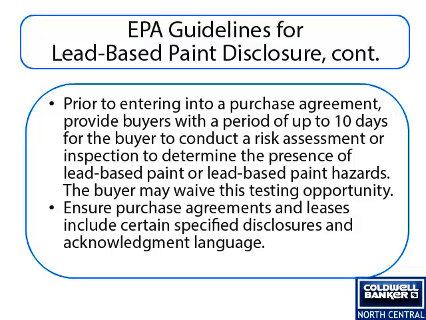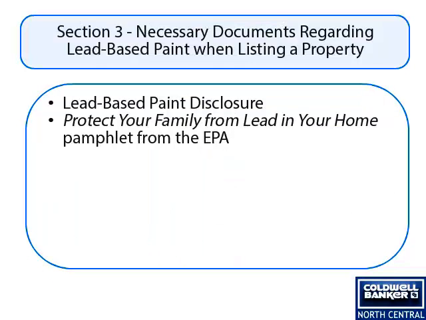As a licensed agent, you must be sure the purchase agreements and leases include specified disclosures and acknowledgement language regarding lead-based paint and lead-based paint hazards. Section 3 will discuss the two necessary documents regarding lead-based paint when listing a property, the federally mandated lead-based paint disclosure, and the EPA-approved pamphlet, Protect Your Family from Lead in Your Home. Both documents can be located in Dropbox. First, you will see where to find the lead-based paint disclosure.